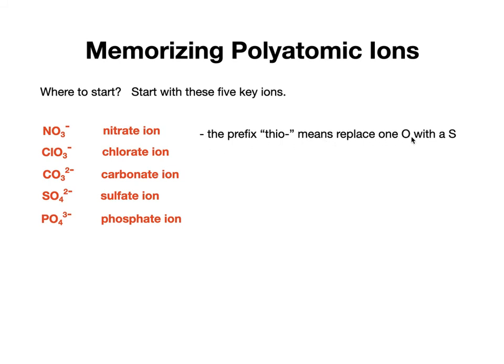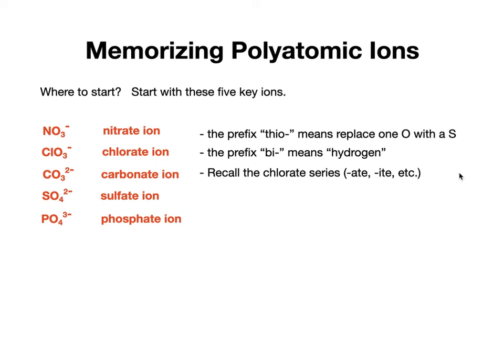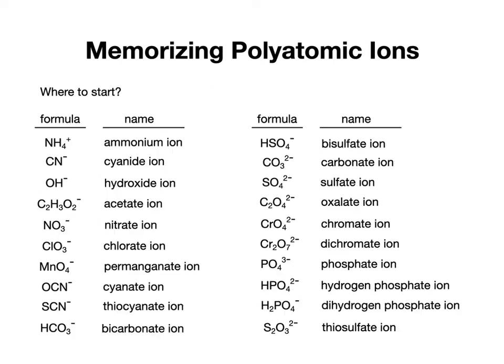Thio means replacing 1 oxygen with a sulfur. Bi means hydrogen, right? You're adding an H+. Then you need to remember that chlorate series. Now, class, it's true, there are some ions that don't really seem to be in a series with others, like the hydroxide, it's not really in a series. The acetate ion, it's not really in a series. Some of these, you just have to use brute force memorization, okay?